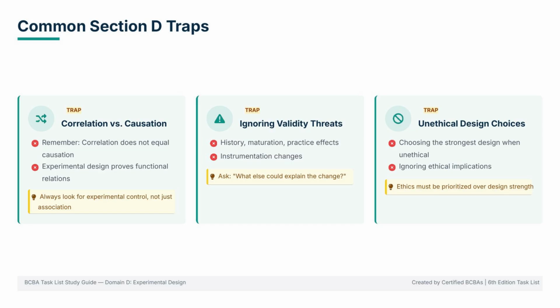Now, let's talk about some common Section D traps. Correlation versus causation. One of the biggest traps in experimental design is confusing correlation with causation. Remember, correlation does not equal causation. Your job is to prove a functional relation, not just an association. Ignoring validity threats. A lot of questions try to trick you by presenting validity threats, like history, maturation, or practice effects. Ask yourself, what else could explain this change? Unethical design choices. The exam may present a design choice that's the strongest method, but could be unethical. Always prioritize the ethical considerations of your design. Ethics must come before design strength.